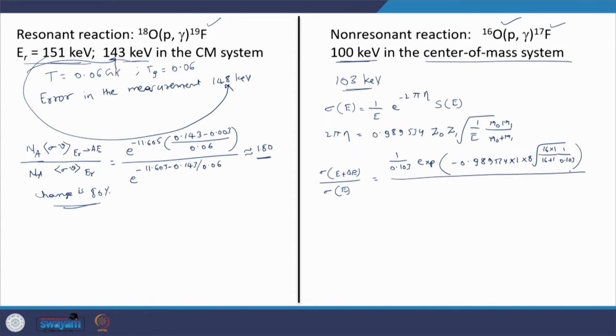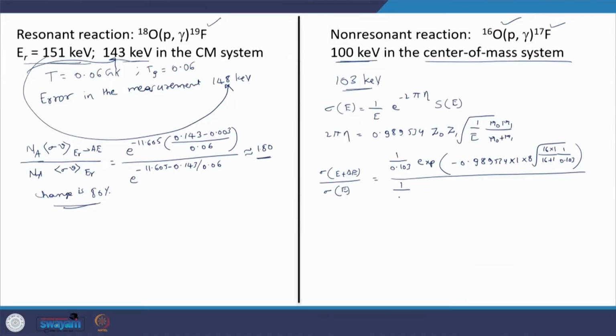So, I have written the expression for cross section of the non-resonant reaction when the measurement is performed at 0.103 keV. All right. So, here it is for E 0.100, is it not? Exponential minus 0.989534 into 1 into 8, same 16 into 1 by 16 plus 1. Instead of 0.103, now it is 0.100. All right. So, if you do the calculation, it is 1.4.